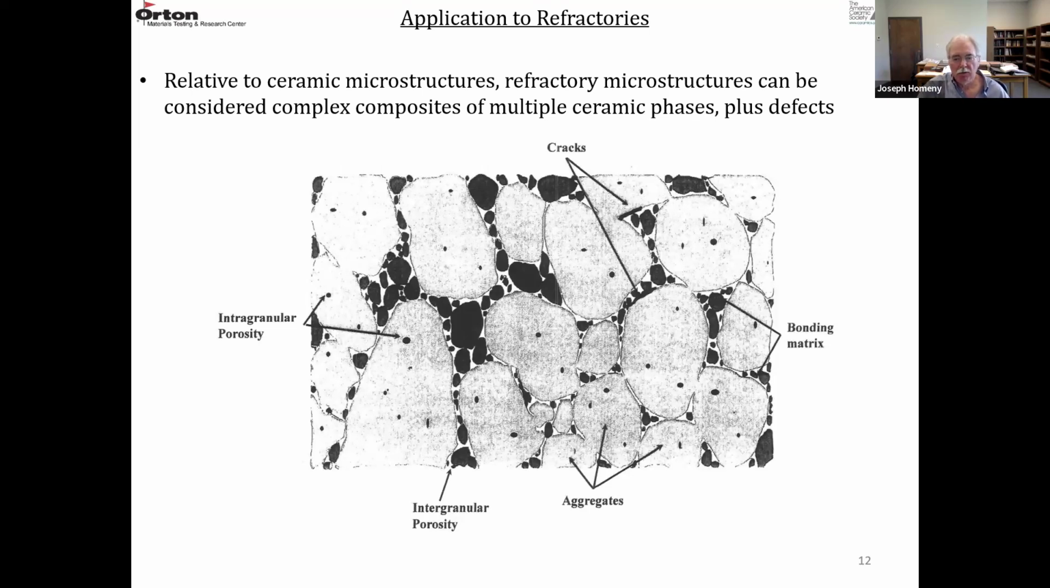So this is a typical refractory microstructure. You have your coarse aggregates. You have your bonding matrix. You have pores within the coarse aggregates. You have pores in the matrix, intergranular porosity. And then due to thermal expansion mismatches, you have microcracks forming. And these are shown at the interface between a coarse aggregate and the bonding matrix. So that's a typical refractory microstructure.